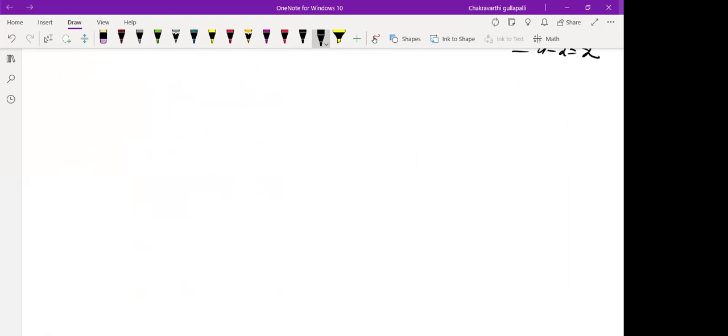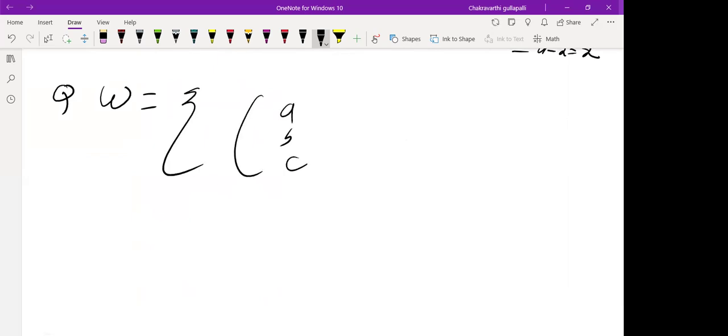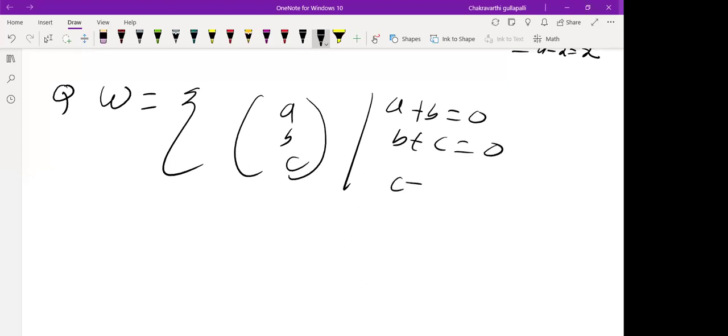Okay? So, for example, W is equal to the set of all (a, b, c) such that a + b = 0, b + c = 0, c + a = 0. What is the dimension you are expecting? Dimension is, if you apply that condition, what is the dimension?